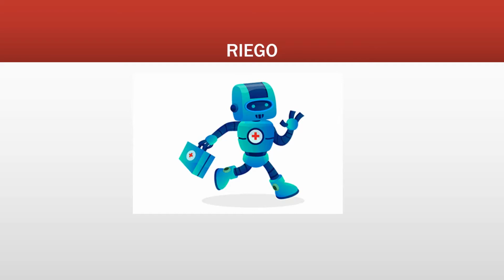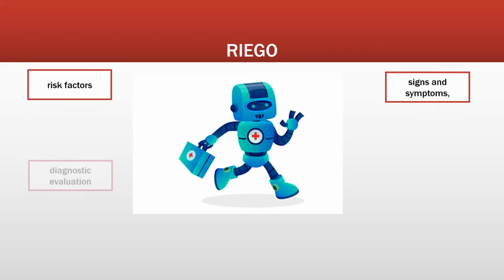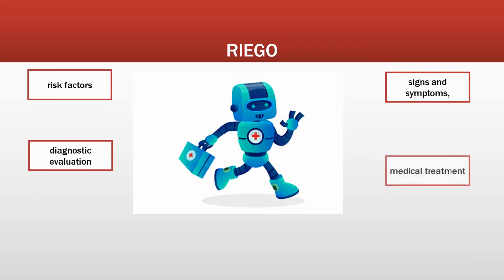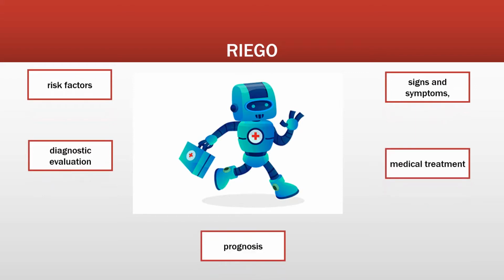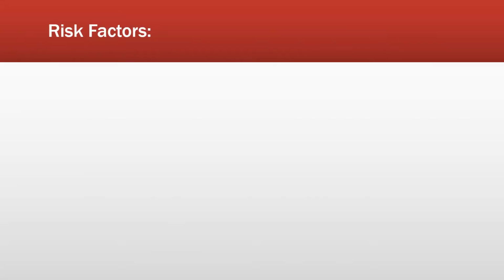I was tasked to report about the risk factors, signs and symptoms, diagnostic evaluation, medical treatment and prognosis of acute coronary syndrome and myocardial infarction. Factors that contribute to the development of acute coronary syndrome are classified into two: non-modifiable and modifiable factors. For non-modifiable factors, these include: Number 1.